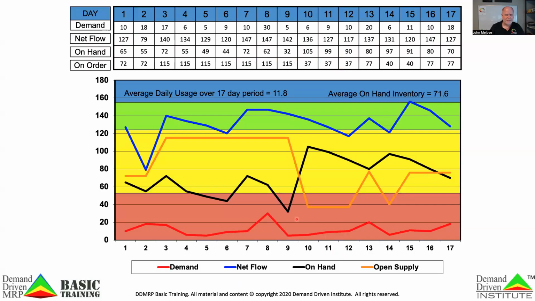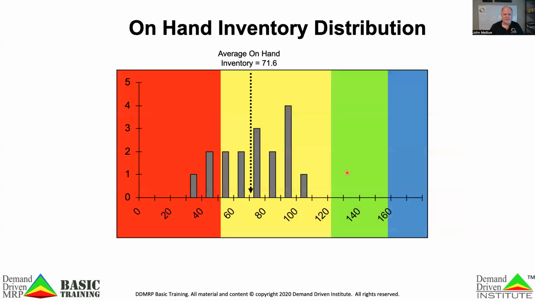So what does that mean? It means if we look at the performance, we can see that our average daily usage over those 17 days was 11.8. We did not dynamically adjust the buffer as we went through those 17 days. We sized the buffer for 10 as an average daily usage, and we had 11.8, which is 18% higher than what we sized for. Our average on-hand inventory was 71.6, which is not bad.